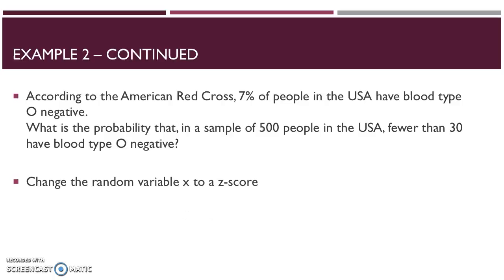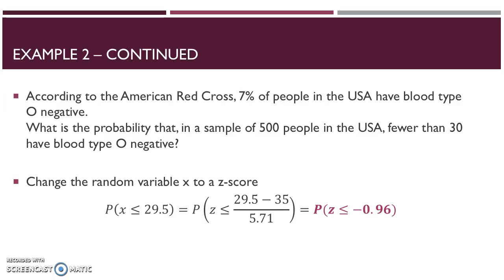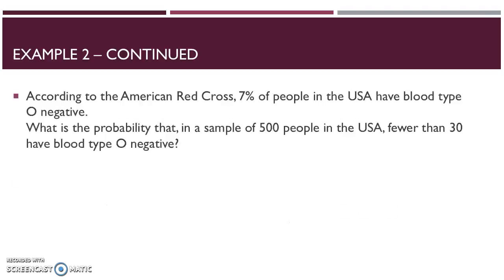I need to change that 29.5 to a z-score. So I do 29.5 minus the mean of 35 divided by the standard deviation of 5.71 and round to 2 decimal places. So I'm really finding the probability that z is less than or equal to negative 0.96. I go back to that chart in the back of my textbook and I look for z equals negative 0.96. I know to use negative 0.96 because it's a less than or equal to, and that's what the chart tells me.